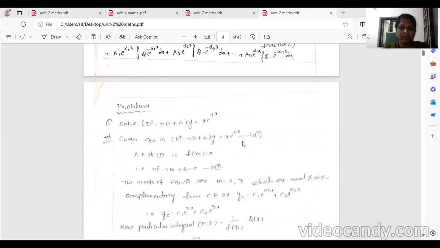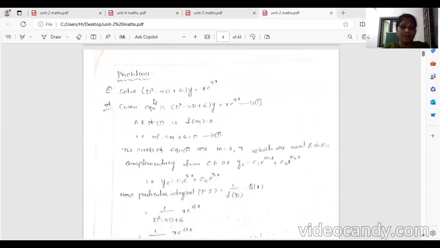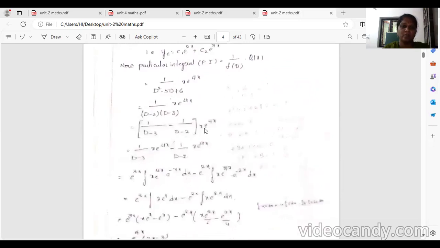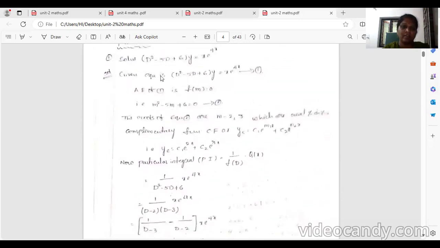Now a related problem. Solve (D square minus 5D plus 6) y equal to x into e power 4x. We apply the concept of the general method of particular integral and complementary solution. The given equation is already in operator form: (D square minus 5D plus 6) y equal to x into e power 4x.